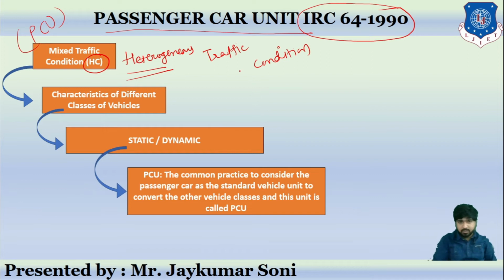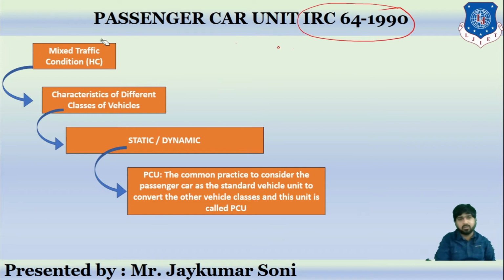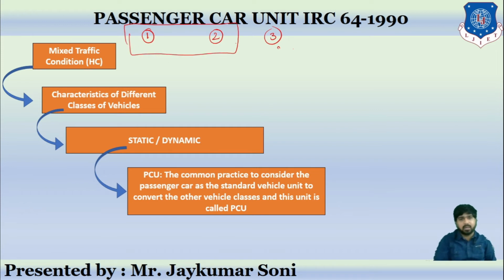See, the full form is passenger car unit. Let me erase all of the things so that there are no chances of confusion. Passenger is the first word, second word is car and third word is unit. If you combine the first two words, it will be passenger car, and this will be the second word. So the passenger car unit can be remembered this way.